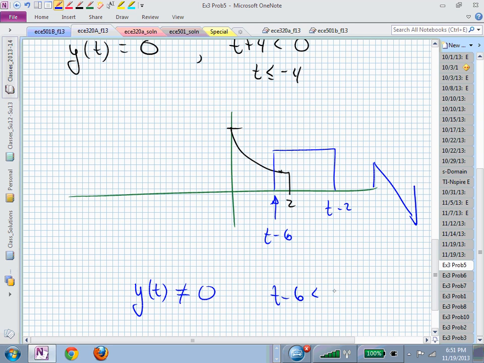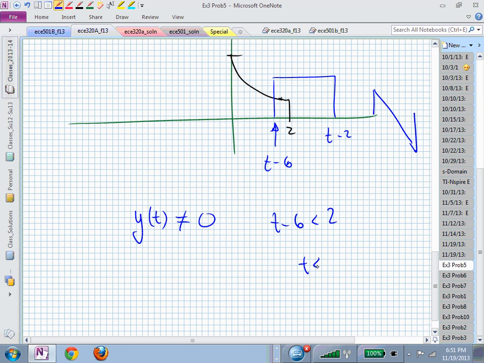T minus 6 needs to be less than 2, doesn't it? Which says that t is less than 8. When t gets bigger than 8, my output's 0. Does that help a little bit? So that's why you can sort of add these endpoints when you have two finite interval signals that you're convolving.